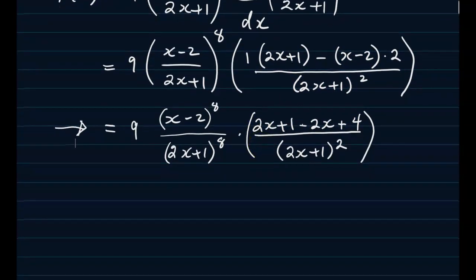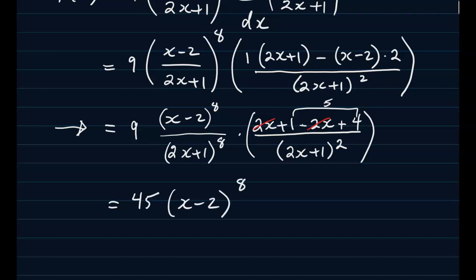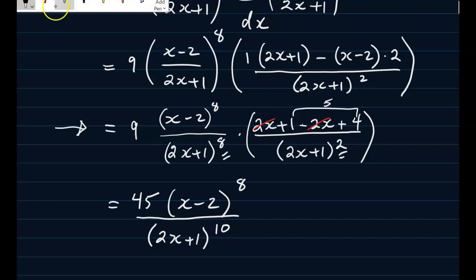And here we can see that 2x minus 2x, that's 0. 1 plus 4 is 5. So the final answer, 1 plus 4 is 5, so it would be 5 times 9, that's 45. And that is (x minus 2) to the 8, all over 2x plus 1 to the exponent of 10. Excellent. And that is our final answer.